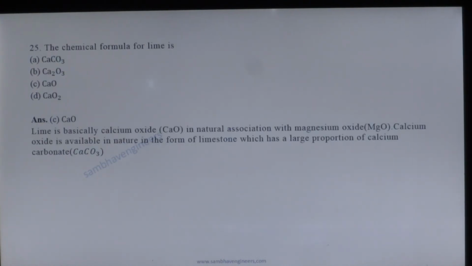Next question. The chemical formula for lime is? The chemical formula for lime is calcium oxide, or CaO. CaO is found in natural association with magnesium oxide. Calcium oxide is available in nature in the form of limestone, which has a large proportion of calcium carbonate.